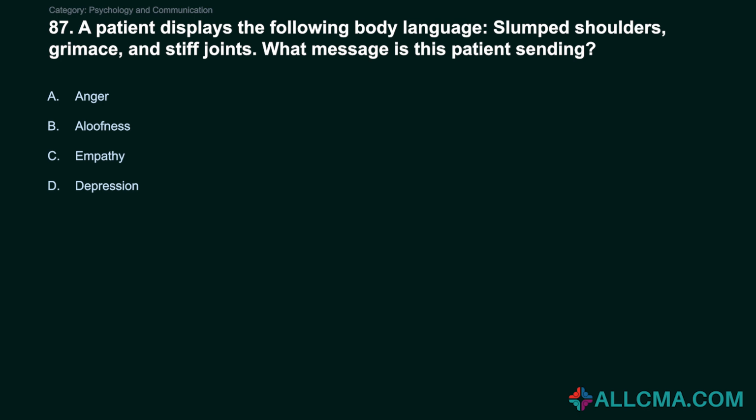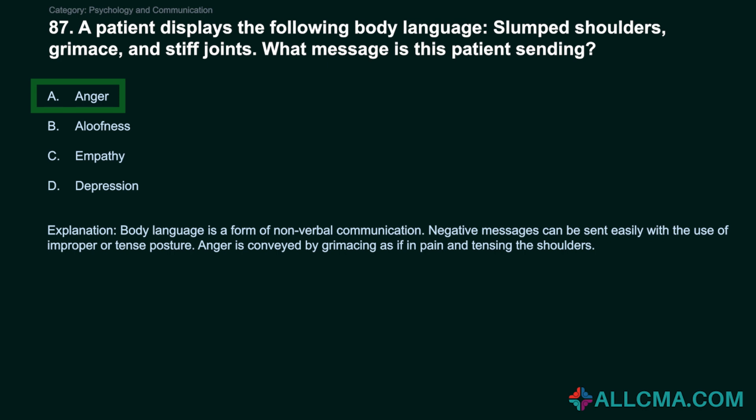87. A patient displays the following body language: slumped shoulders, grimace, and stiff joints. What message is this patient sending? A. Anger. B. Aloofness. C. Empathy. D. Depression. Correct answer, A. Anger. Body language is a form of nonverbal communication. Negative messages can be sent easily with the use of improper or tense posture. Anger is conveyed by grimacing as if in pain and tensing the shoulders.